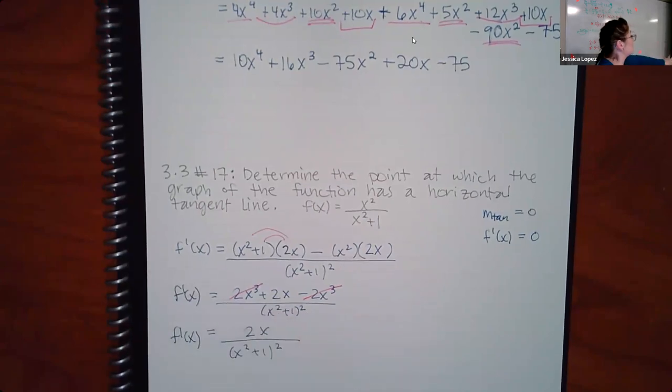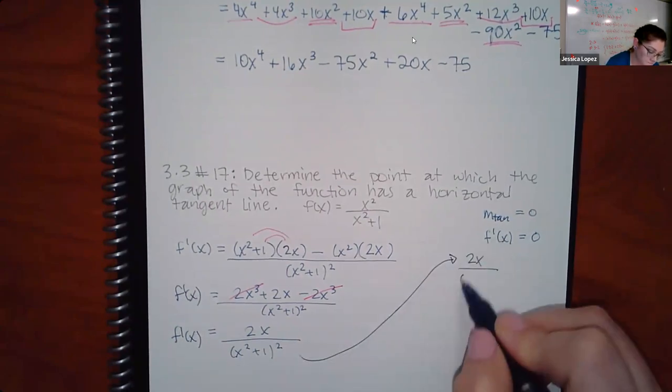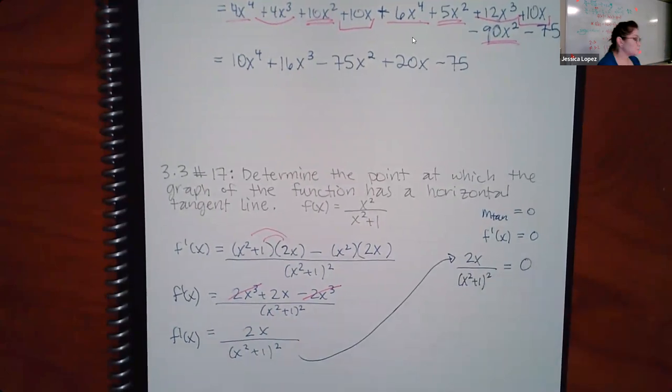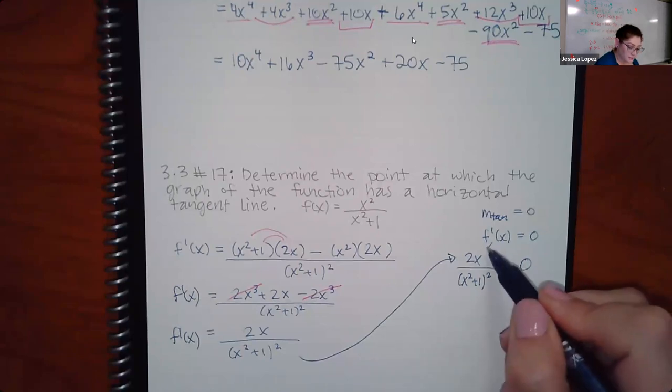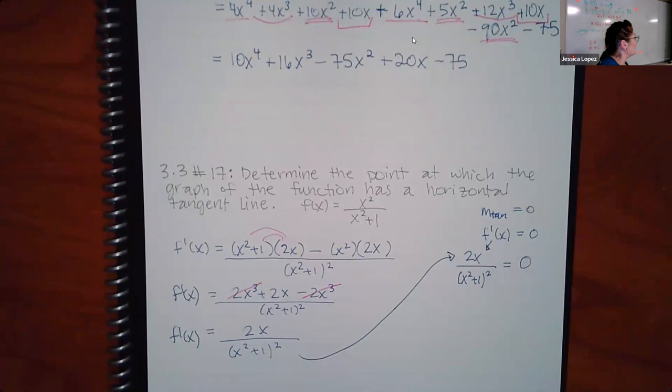The problem probably just wants a number, an x value. So what do I do from here? That's my f prime, so my f prime just became this fraction, and I'm setting that equal to zero. How do you solve when you have fractions equal to zero? Not factor yet. Only if I have a polynomial equal to zero do I factor. Yes, we always multiply by the common denominator, so we can get rid of the denominators and turn it into just a regular problem without fractions.